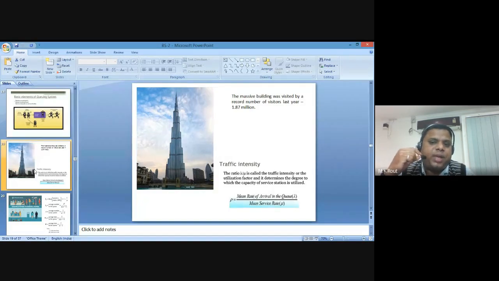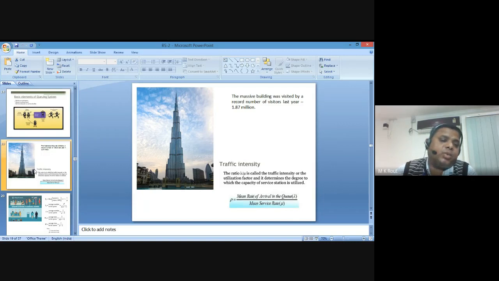The massive building was visited by a record number of visitors last year, that is 1.87 million. Suppose 1.87 million people visit a place like Twin City every year. There is a huge amount of traffic intensity that will occur on roadways, railways, and local transport. Just imagine how they manage that. It happens due to waiting line theory under quantitative techniques. In waiting line theory, they calculate the traffic intensity.